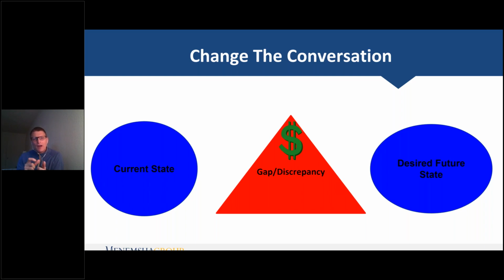So we want to change the conversation to talk about this. And the other benefit to doing this is if we start to engage our customer to talk about their current state and their desired future state, and then uncovering the gap or discrepancy, it's going to allow us to more intelligently position our service offering as a solution to their problem or achieving their goal, rather than just pitching a candidate or pitching a skill set. So it's a much different conversation. Let's go to the next slide.